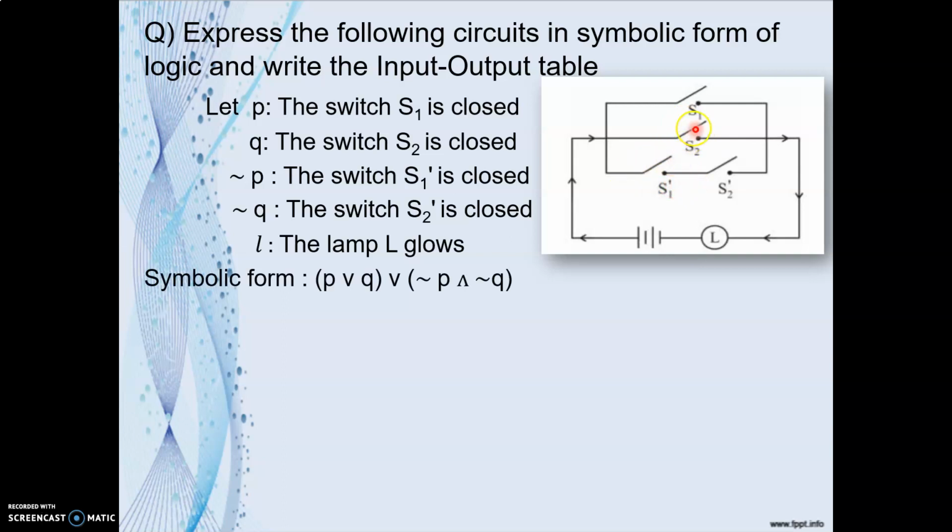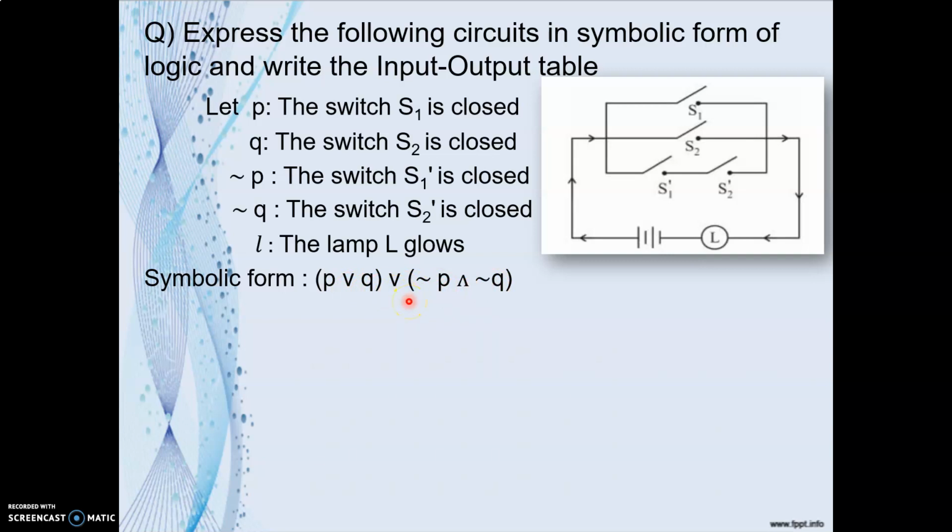So first you will write S1 as the symbol P and S2 as Q. So P or Q, or the next switches are in series arrangement. So negation P and negation Q, that you have to put inside one bracket. And here we can also put it in brackets.